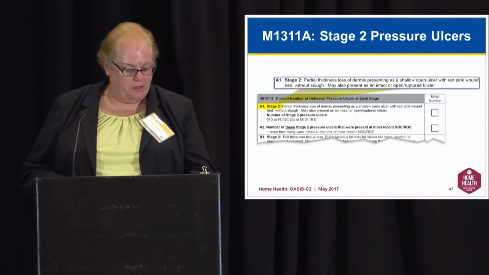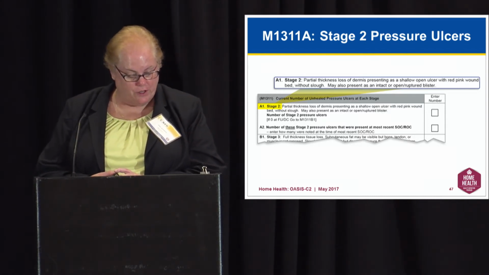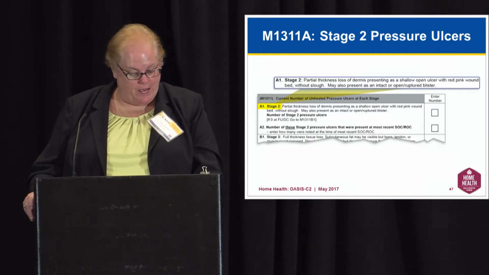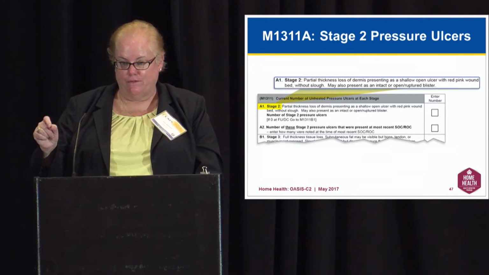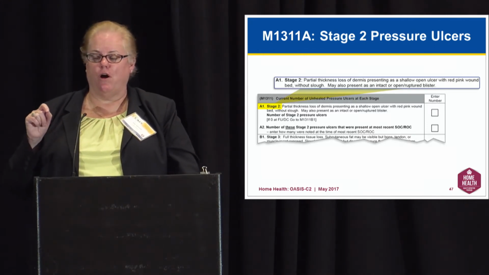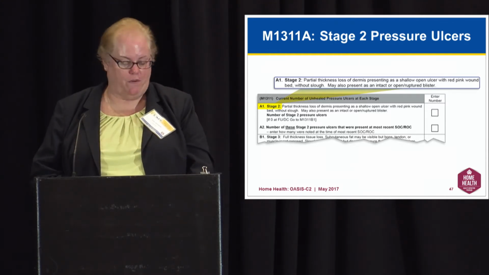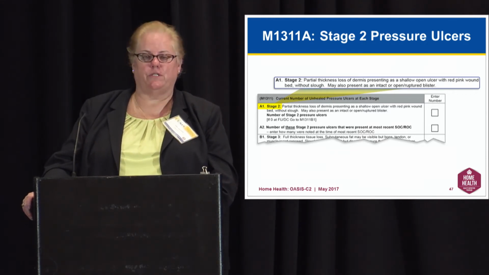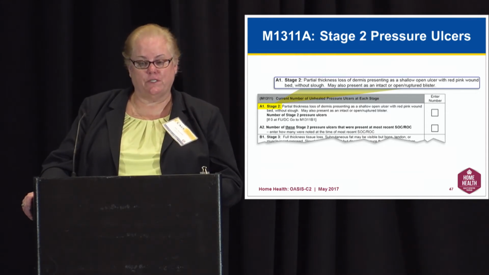So here, this is starting to go through, and we're going to talk about stage 2. Stage 2 is a partial thickness loss of dermis presenting as a shallow open ulcer with a red-pink wound bed, key piece, without slough. So that's an important piece. This is one where I would ask you, are you confident in your nurses or therapists or whoever's going to go out and look at wounds? Would they be able to determine, and accurately code, a stage 2 versus a stage 3 that's pretty shallow? If it has slough, can it be a stage 2?